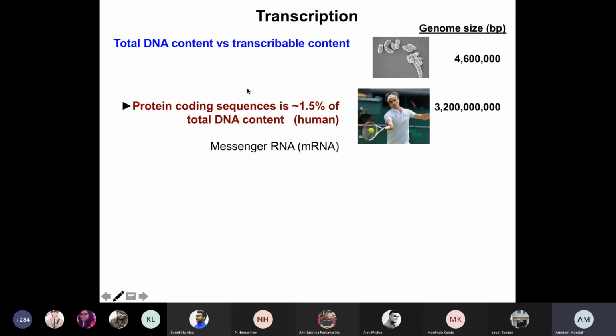in the transcription process, that's what we were discussing, the total DNA content versus transcribable content. It's not that the entire DNA gets transcribed. Only a certain portion of your genome gets transcribed, and whatever gets transcribed will produce proteins. Now again, not all the portions will. So the protein coding sequence is only 1.5% of the total DNA content. Out of these 3.2 billion, only 1.5% gets encoded into proteins.